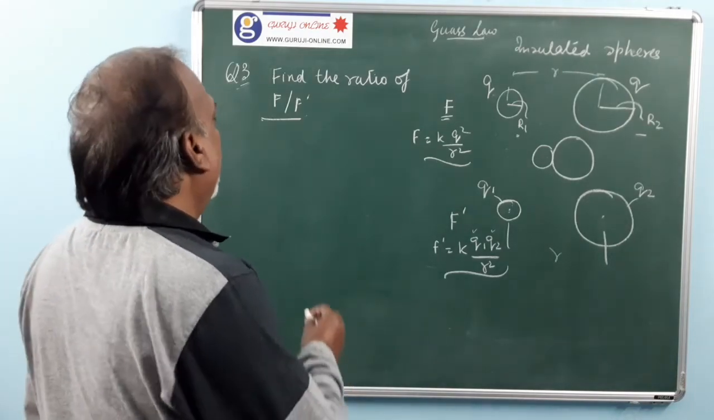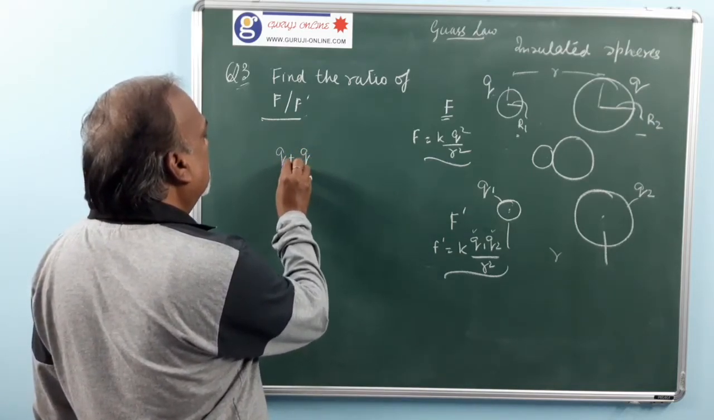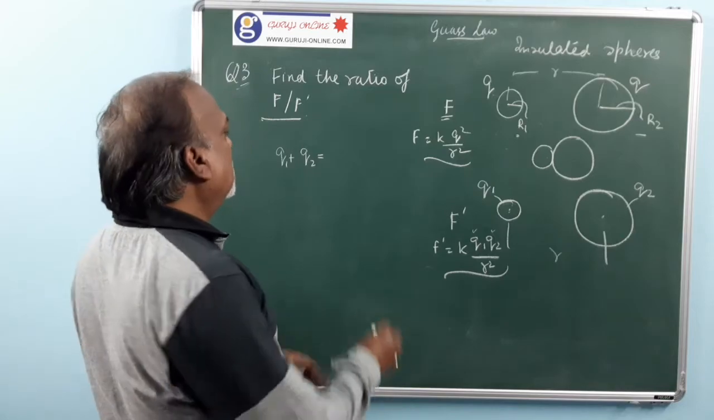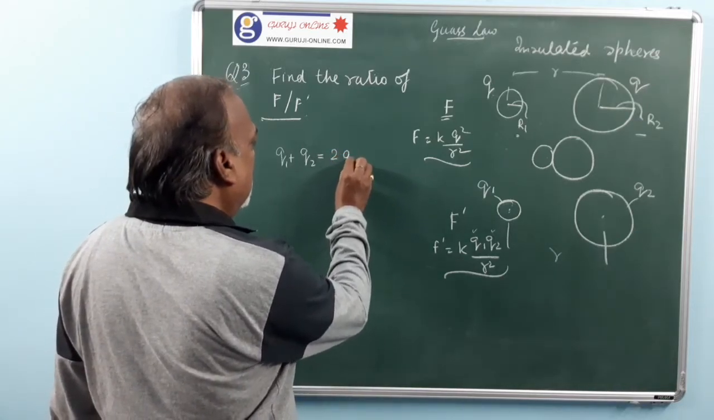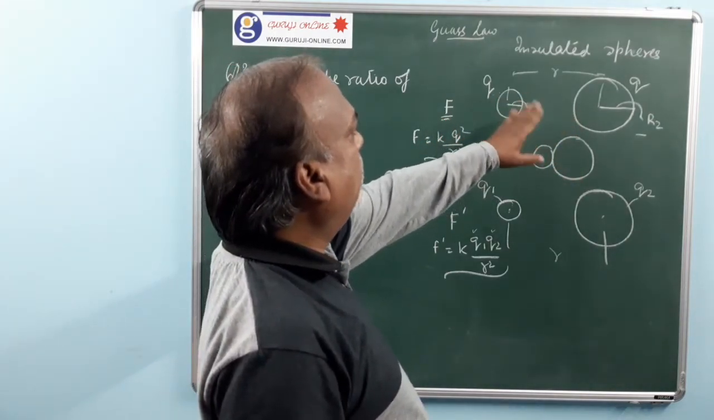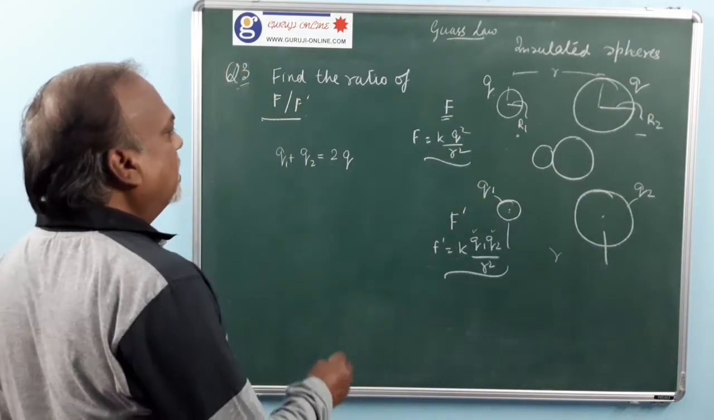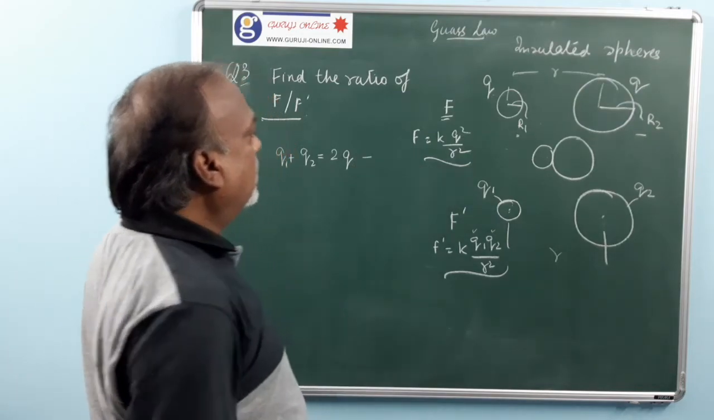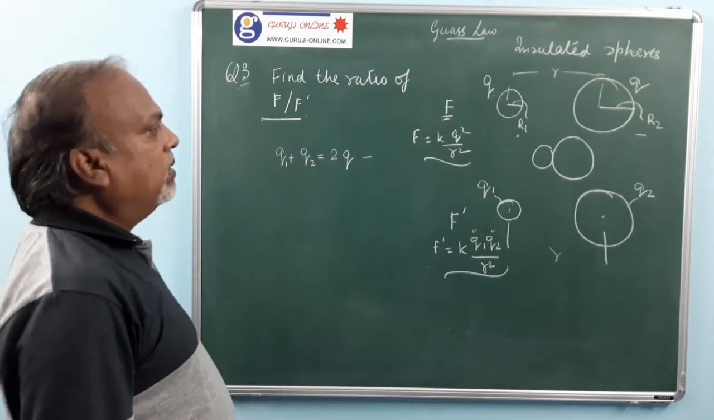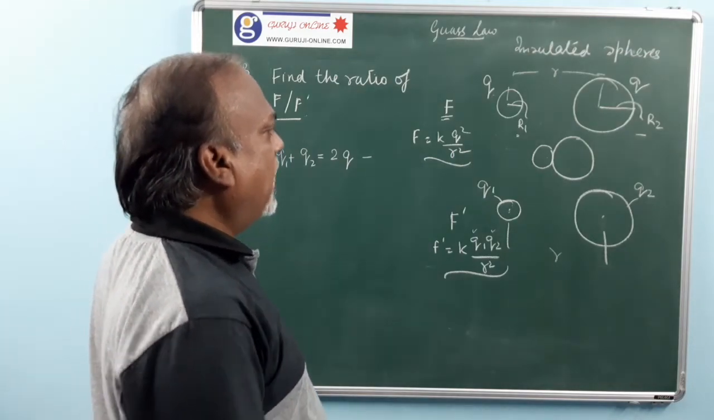Now, what will be Q1 plus Q2? This will be nothing but conservation of charges. This will be equal to 2Q. Here it is Q and here it is Q, 2Q. This will be redistributed as Q1 and Q2, by conservation of charges. But with this equation, we cannot solve this problem. So we need another equation.